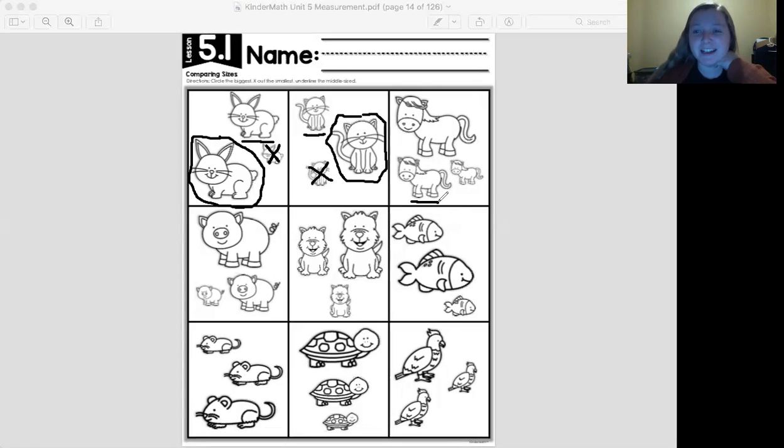All right, next step. Put your finger on the biggest horse. Put it on the biggest horse. Let's see. Yep, this one right here. With your pencil, you are going to circle it.